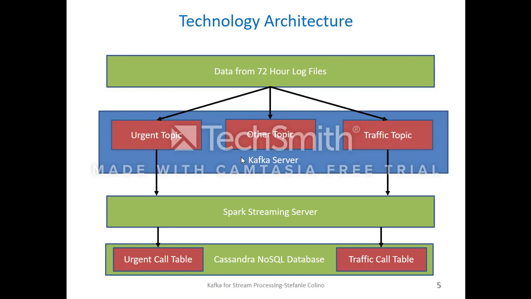that data gets pulled into the Spark Streaming server via a consumer application, and then Spark processes the data into a format that Cassandra can use, and then it sends the data to the Cassandra NoSQL database. So my database actually is 2 tables. Once the log files come in, this urgent topic is being pulled by a Spark consumer, processing it, and then sending it to this urgent call table.